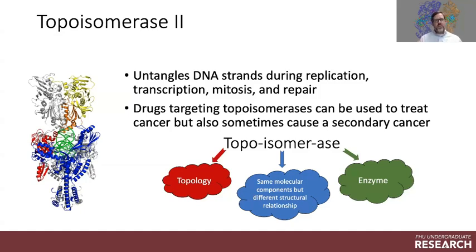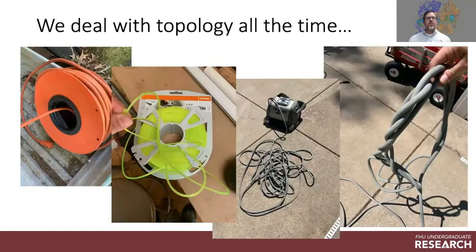To break it down here, topoisomerase is a big word, describing enzymes that change the topology of a molecule. And in this case, these are DNA topoisomerases. And so their role is to change the topology of DNA. You say, well, okay, what is topology? Well, we deal with this in life in different ways. So here is an extension cord or the weed eater line or a power cord. These types of things can get twisted up and tangled.